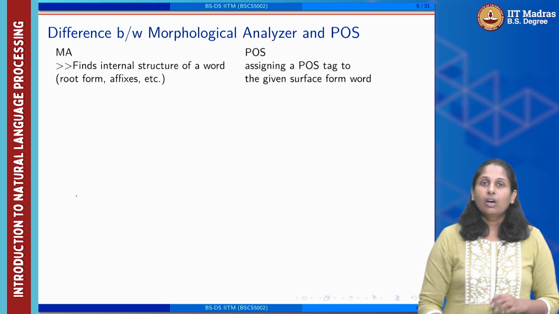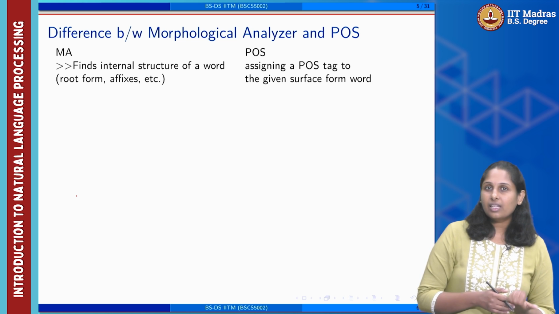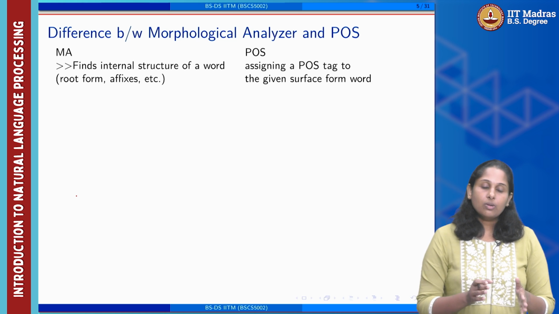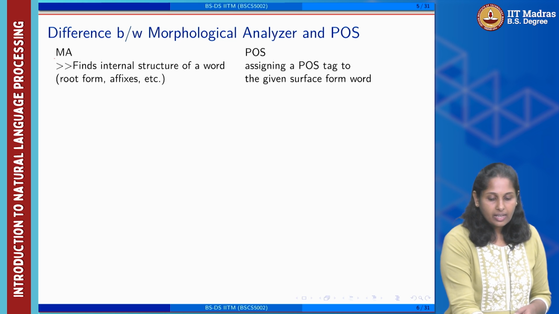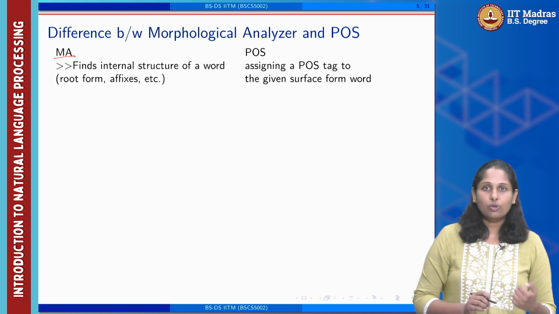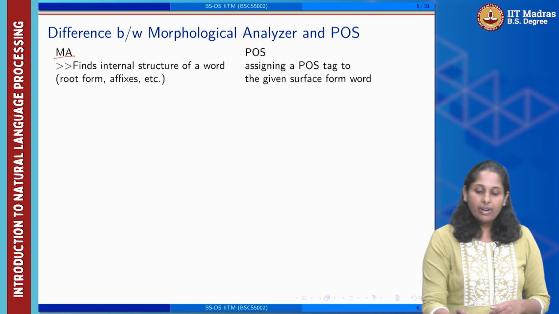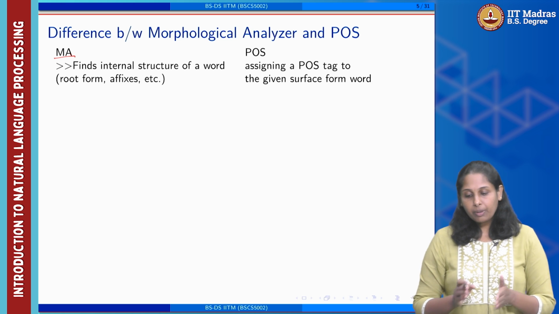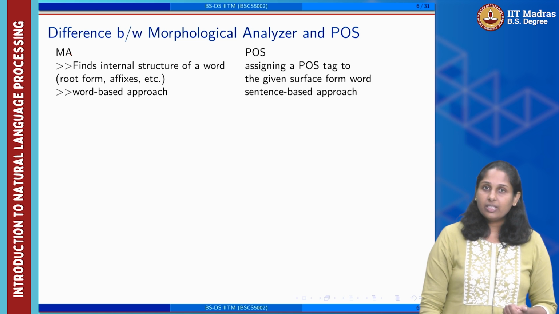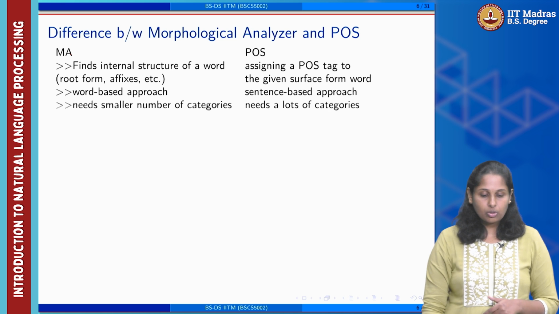Now, what is the difference between the morphological analysis that we have seen earlier and the POS tagging we are seeing now? The task of a morphological analyzer is to find the internal structure of a word, looking at the root and other affixes that are associated with the word, whereas POS tagging is assigning a POS tag to the given surface form of the word. So, morphological analysis is a word based approach, whereas the POS tagger is a sentence based approach.